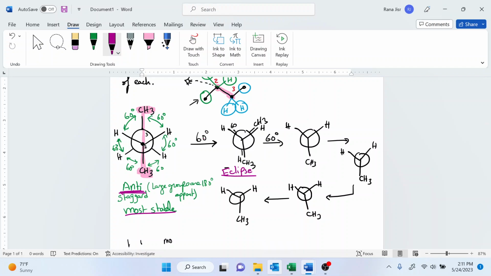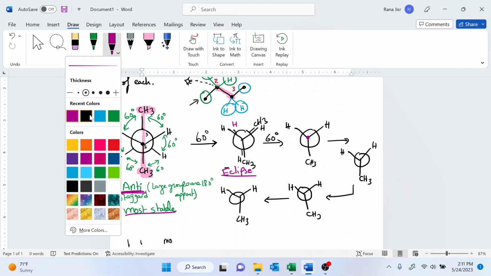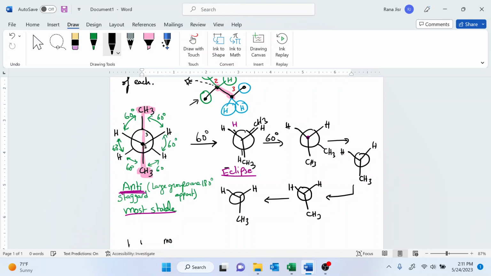Go ahead and rotate another 60. So don't forget that we are fixing this carbon. So rotate another 60 degrees. This is not a 60. This is a hydrogen in there. So rotate another 60 degrees. Then this CH3 now is going to be staggered. So every time you do the rotation, you're going to end up going from staggered to eclipse, staggered to eclipse, staggered to eclipse, and so forth. You're going to have a hydrogen here and a hydrogen there.